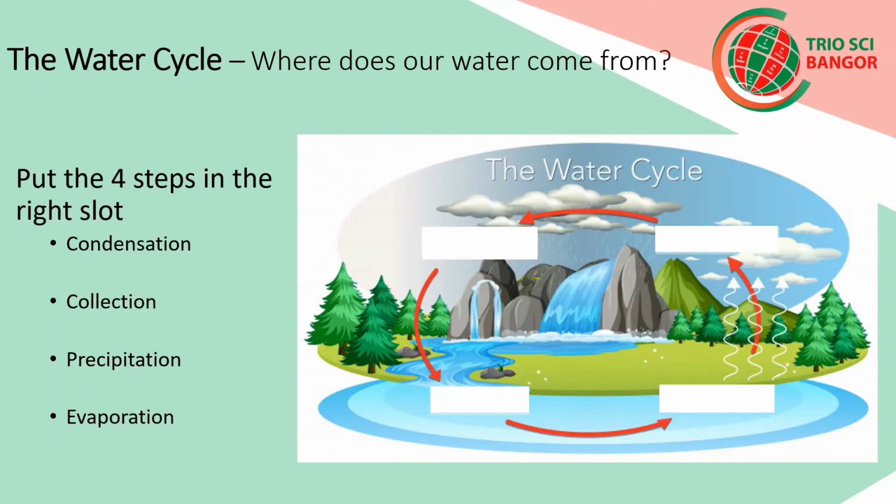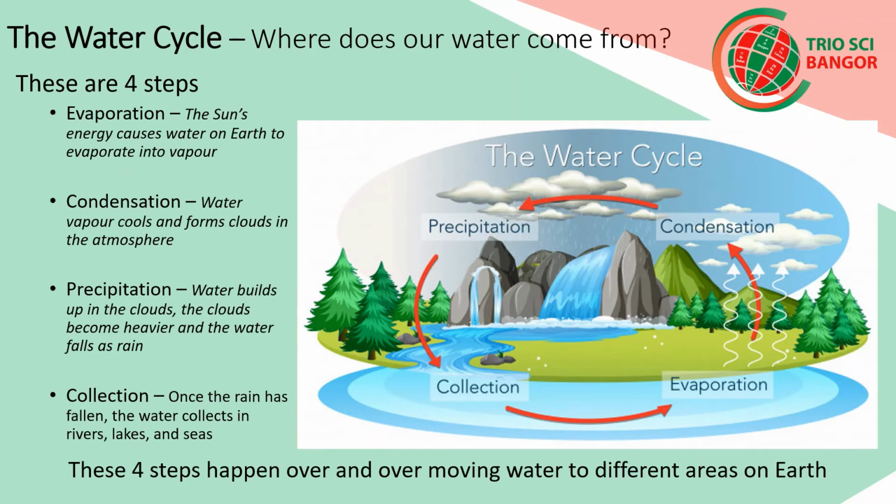We've discussed what we need water for, but how does it get to us? The water cycle is a natural process that occurs over and over and over. Pause the video here and see if you can put the 4 steps in the correct order. This is the correct order.